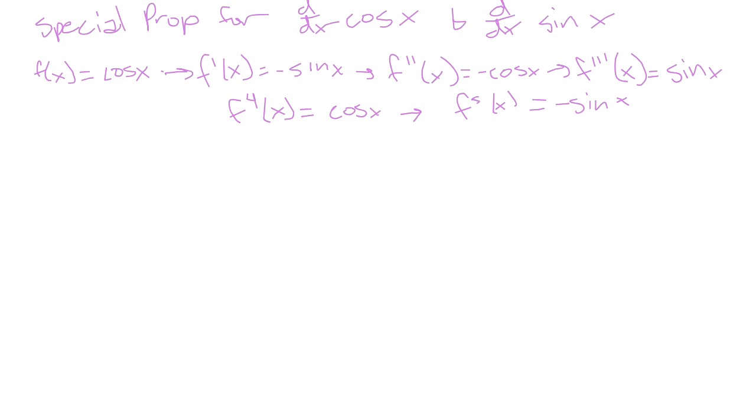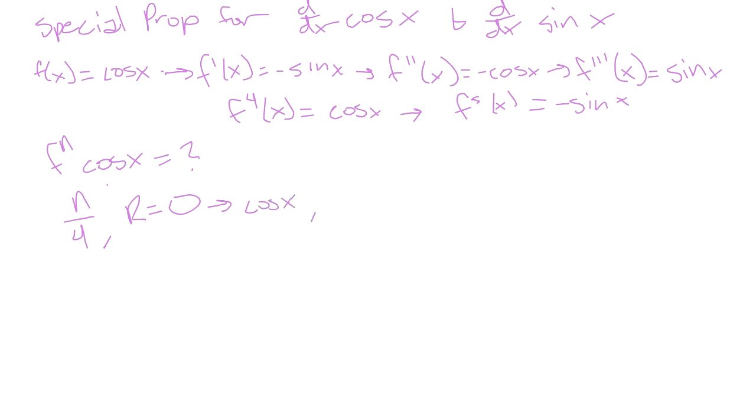So if you ever have a problem where you have to take a really, really high derivative of this, you can actually say that for your nth derivative of cosine of x, what you can do is divide n over 4, and then if your remainder equals 0, that means what you're going to get spit back out is your cosine of x.